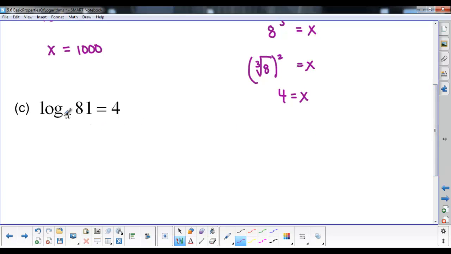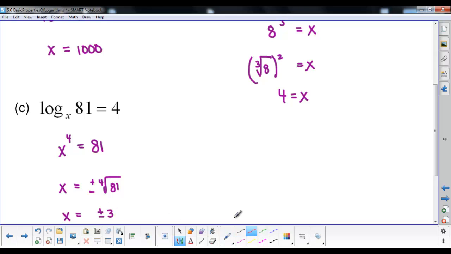Alright, in part C, this time we're trying to solve for the base. Again, we can write this in exponential form. So our base to the power of 4 equals 81. Now, if I want to solve for x, I'm going to take the 4th root. So I'll take the 4th root of 81. And normally whenever the root is an even number, you can take the positive or the negative. So I can say that the 4th root of 81 is plus or minus 3.